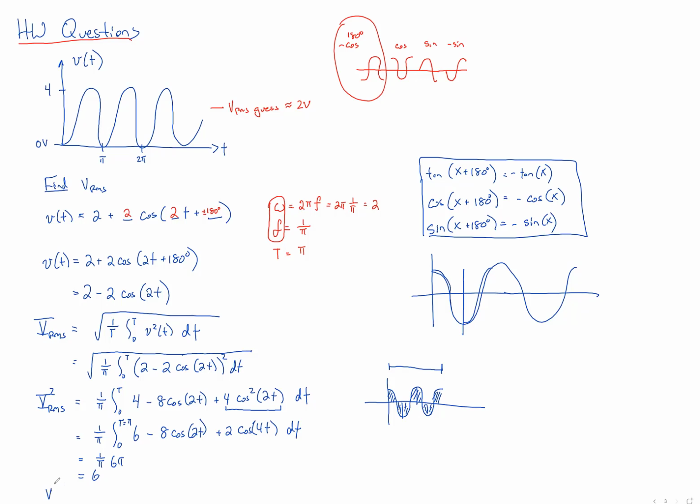And so therefore, V RMS is equal to the square root of 6, which is, if you work it out, about 2.45, and the units are in RMS units. So that's our answer. Compare that with our guess up here, and we're actually pretty close with our guess. Any questions about that?